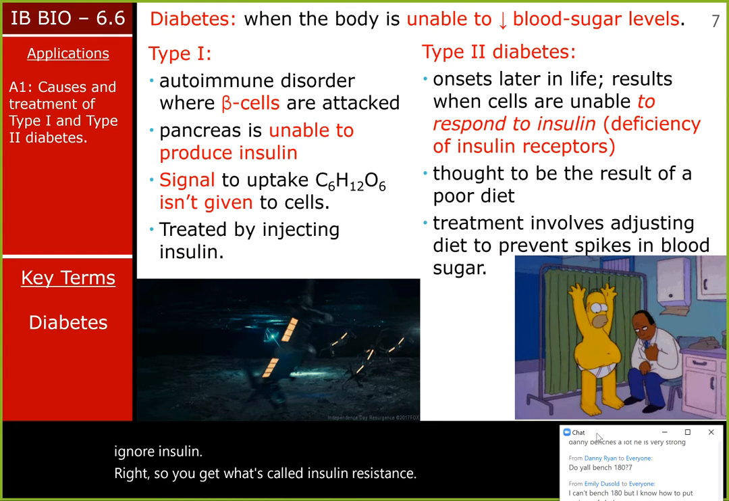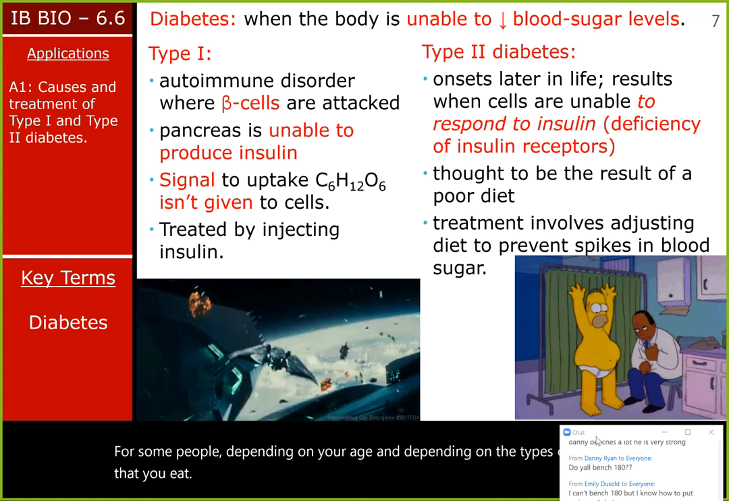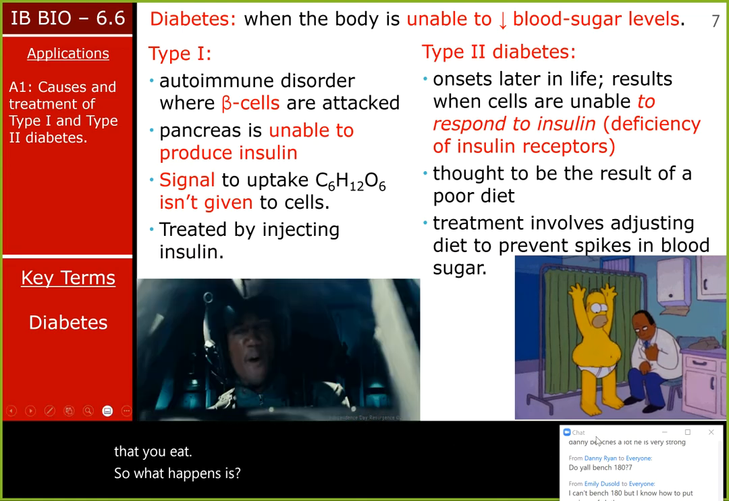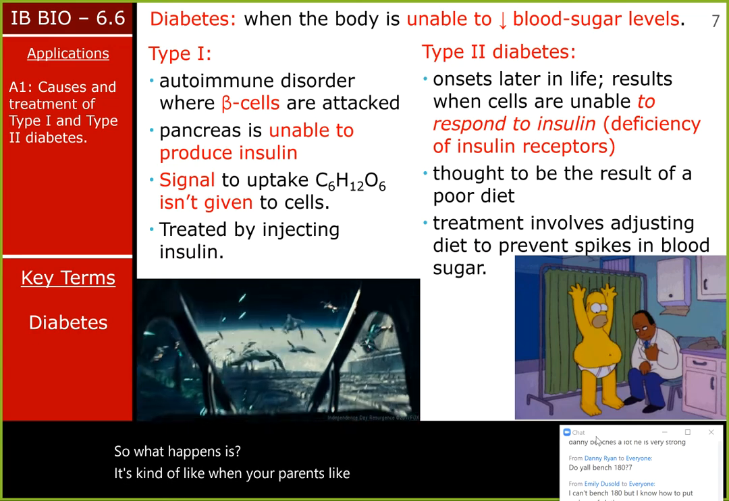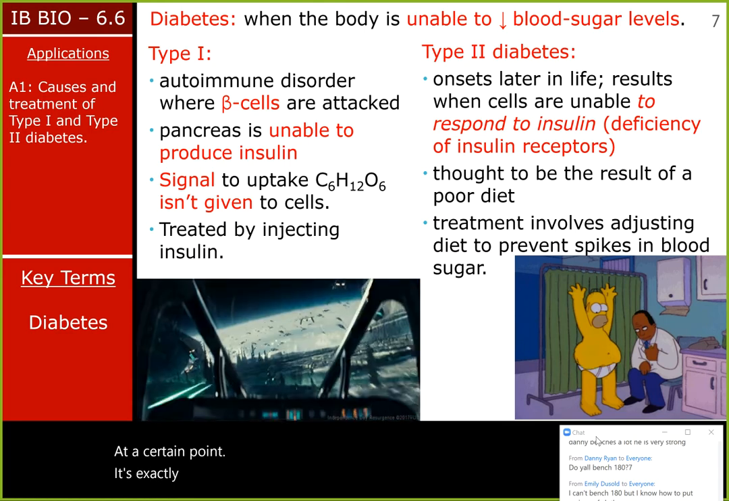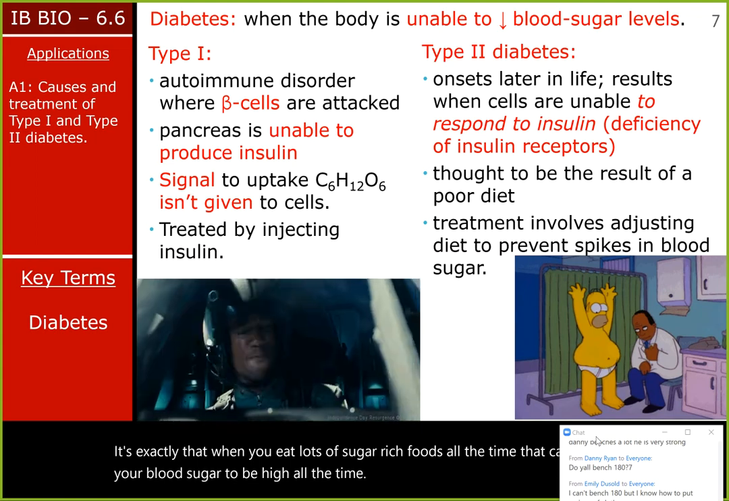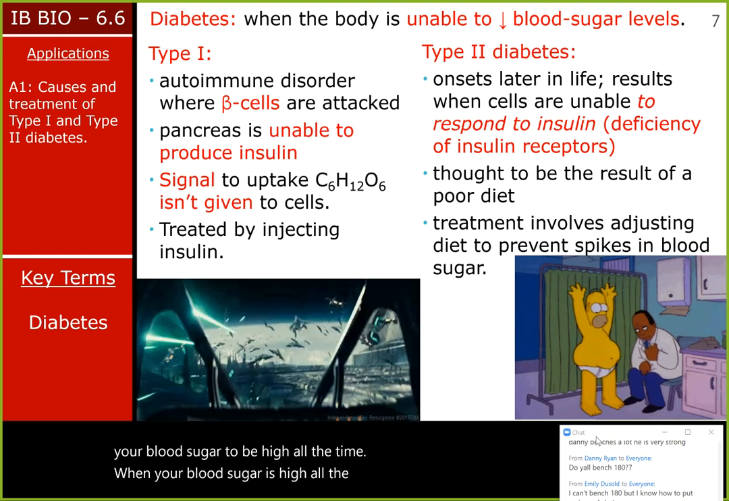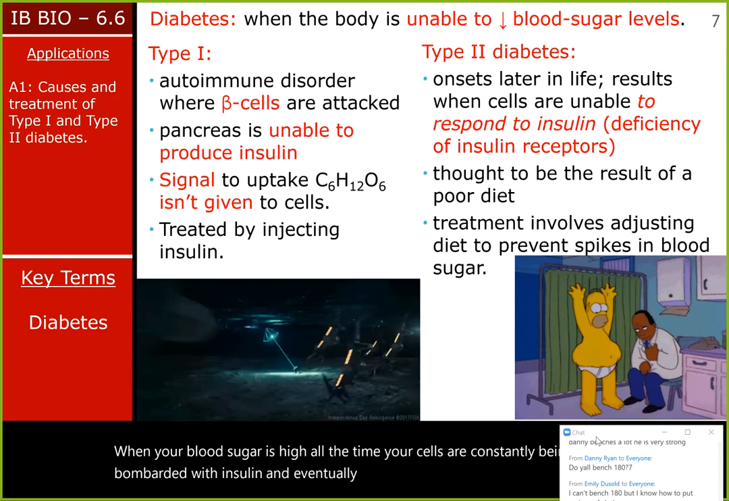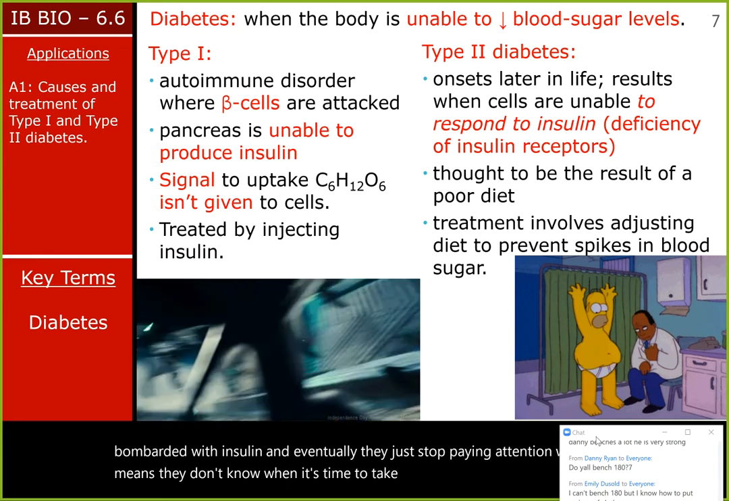This is also why it's extremely hard to lose weight for some people, depending on your age and depending on the types of food that you eat. So what happens is, it's kind of like when your parents nag you too much and you just tune them out at a certain point. It's exactly that. When you eat lots of sugar-rich foods all the time, that causes your blood sugar to be high all the time. When your blood sugar is high all the time, your cells are constantly being bombarded with insulin, and eventually they just stop paying attention, which means they don't know when it's time to take sugar out of your bloodstream. So your blood sugar just stays high.